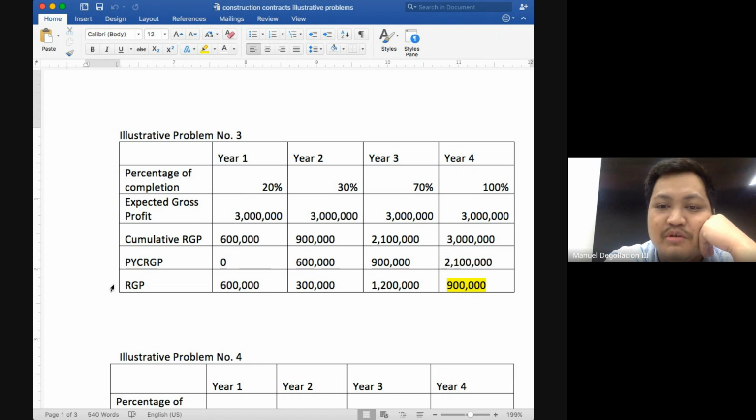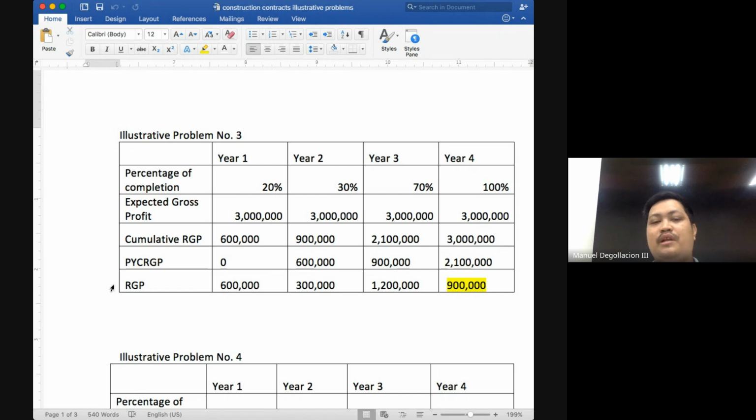What do you do with these two? Multiply. What do you get? 2,100,000. And what does that represent? It still represents the cumulative RGP. But what will normally be asked in the problem? How much is the RGP for the year? So if you have earned already 2,100,000 so far, how much additional profit are you going to report? It's not the 2,100,000 because that's the amount you have already earned, but you have already reported some amounts in year 1 and year 2.